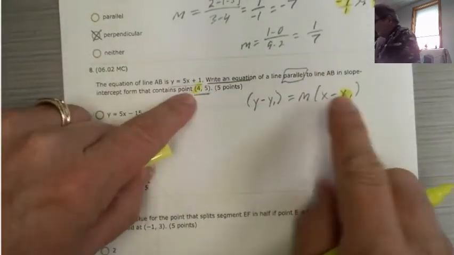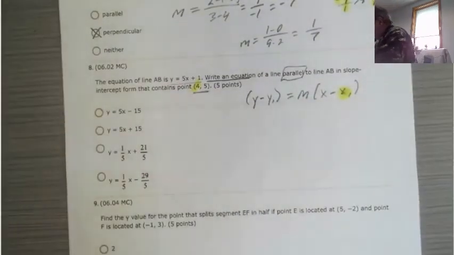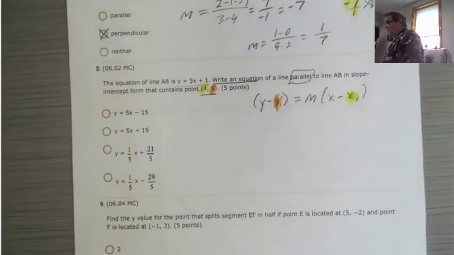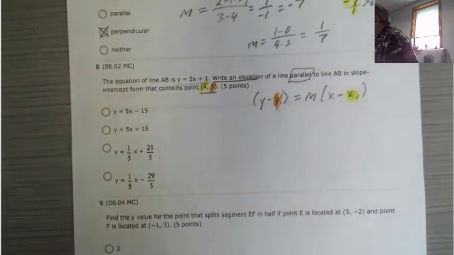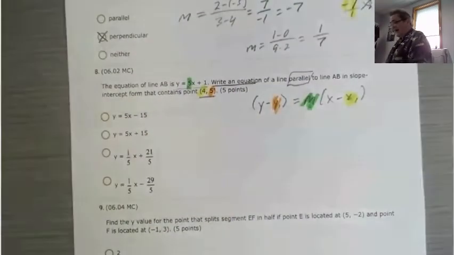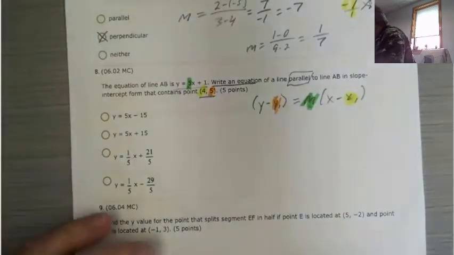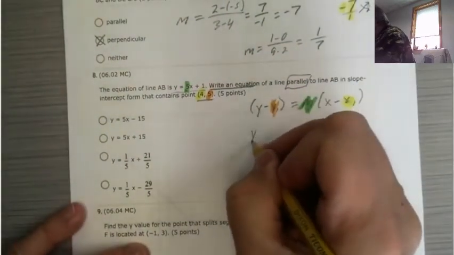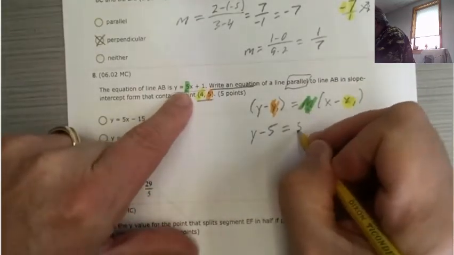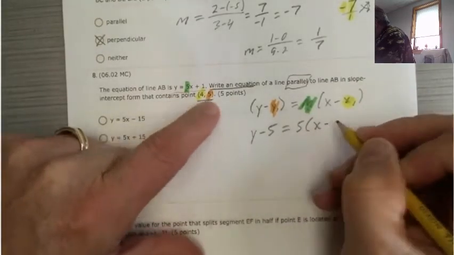Don't get those mixed up. The x is the first number, but it's second in the equation. And the y would go right there. And then we've got to figure out what our slope is. So our slope, m, in y equals mx plus b, the m is right before the x, so it's 5. So let's write our equation. y minus 5 equals, our slope is 5, times x minus 4.